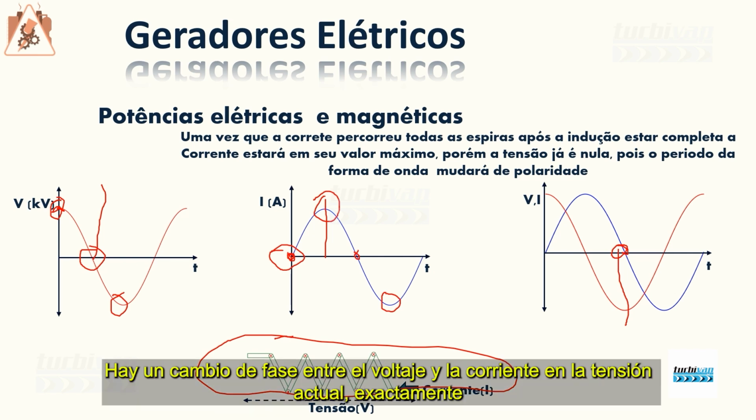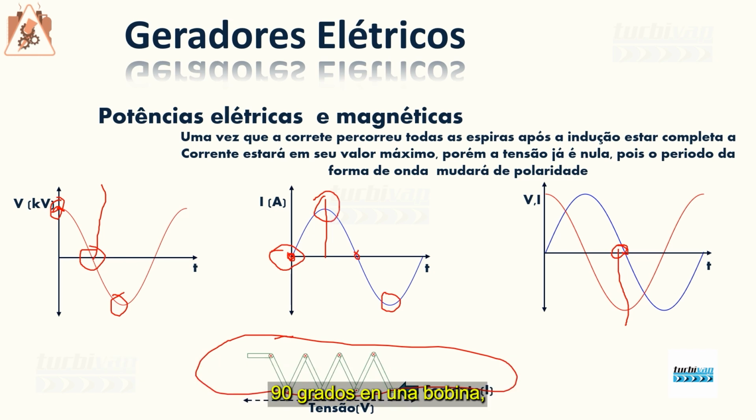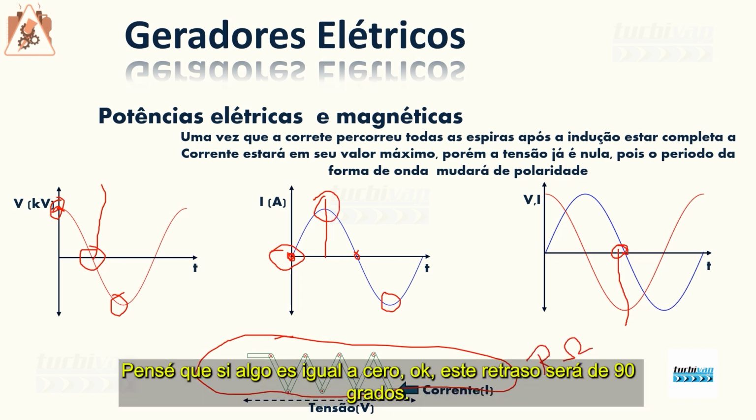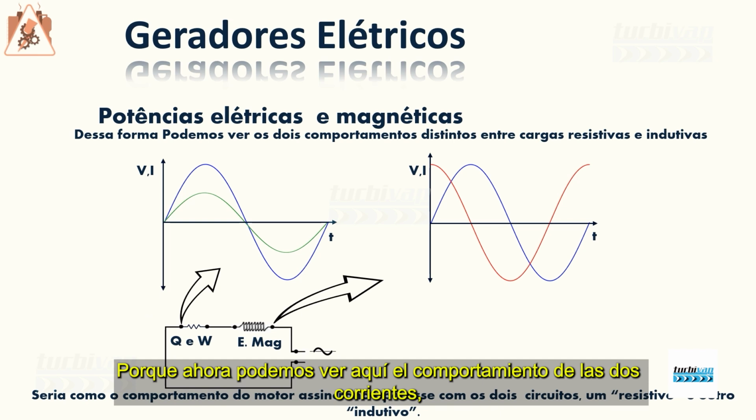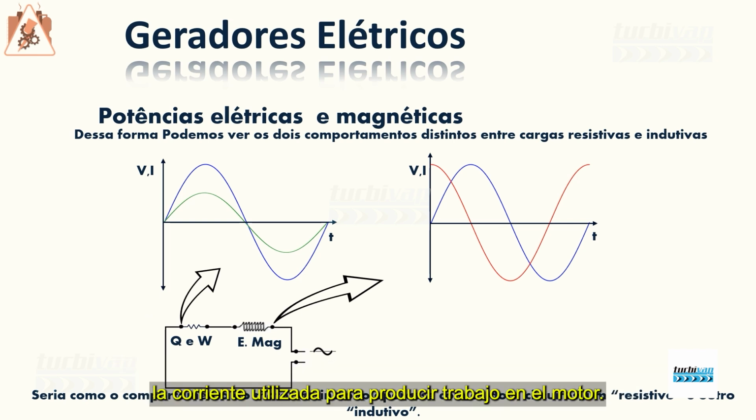If we put our oscilloscope on, that's when things get complicated, right? Because we can now see the behavior of the two currents. The current used to produce work in the motor is synchronized with the voltage. And the current used to produce the magnetic field is out of phase by 90 degrees. So the voltage and current in blue on the oscilloscope are synchronized, in phase. There is no lag between these currents.